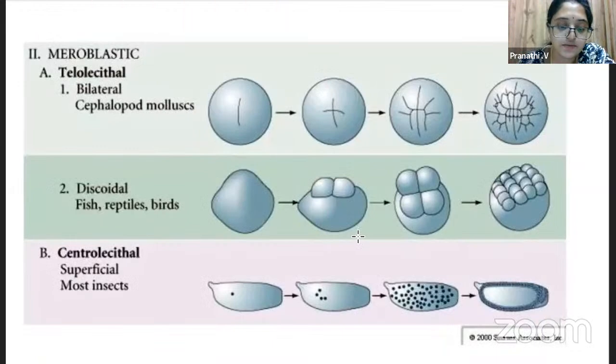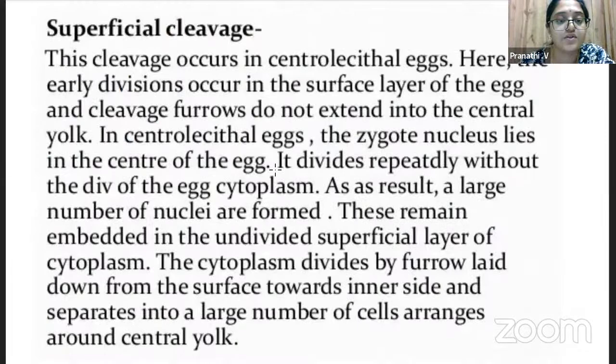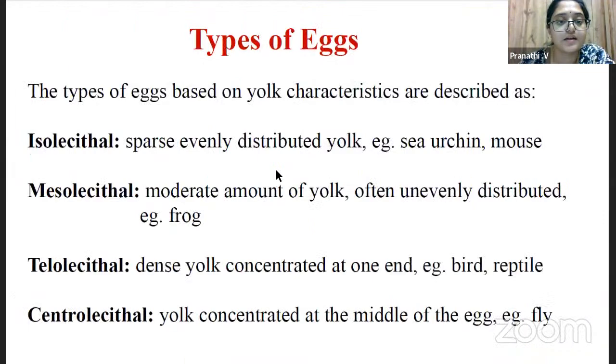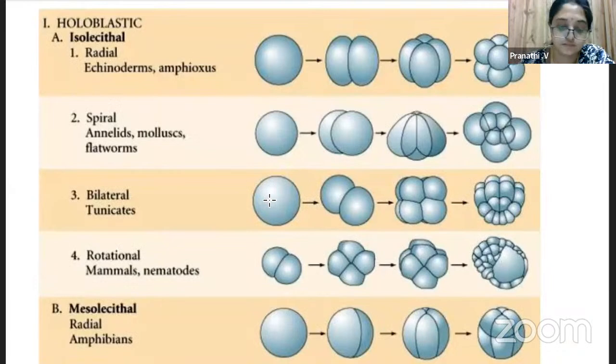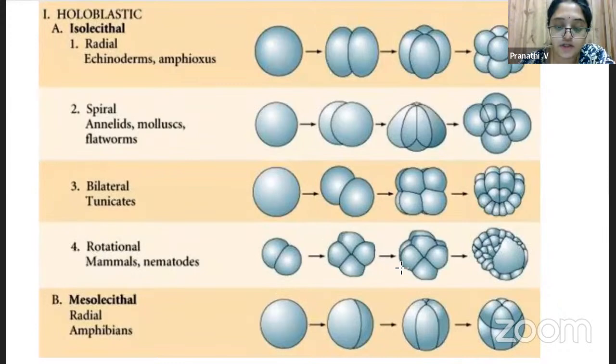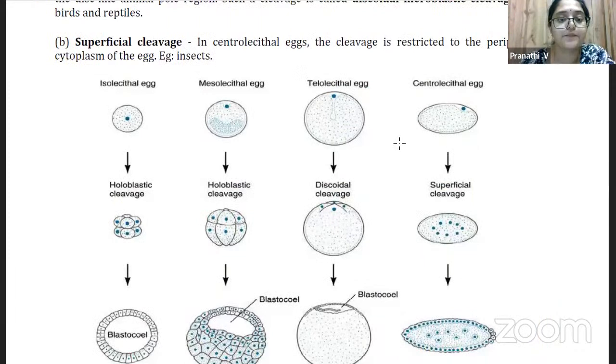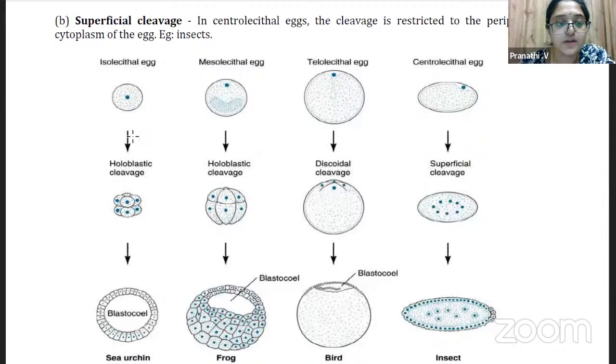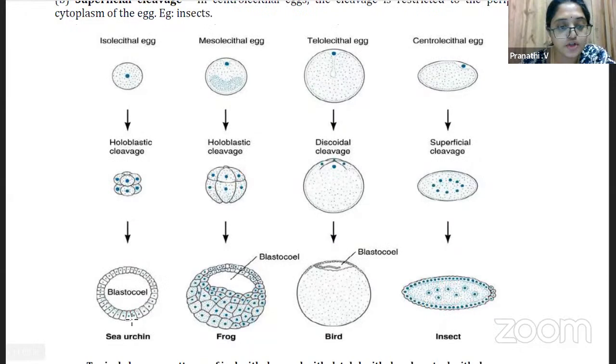So when it comes to rotational cleavage, let me see if I have the radial and spiral cleavages, superficial, holoblastic. So this is seen in rotational cleavage, as seen in the mammals. Over here, you can see that the first division is along the meridional axis. So it gives rise to two daughter cells, and then they divide equatorially, because of which you get different kinds of cells. So you have a holoblastic cleavage with the formation of a blastocoel, as in the case of a sea urchin. Mesolecithal egg gives rise to holoblastic cleavage again. So you have the formation of the blastocoel, as in the case of frogs.